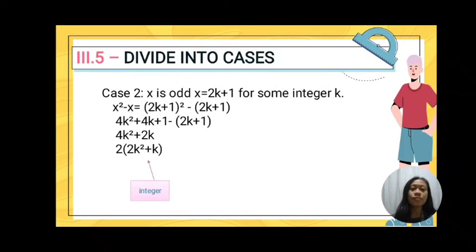Case 2. x is odd. x equals 2k plus 1 for some integer k. x squared minus x equals (2k plus 1) squared minus (2k plus 1). So, i-expand natin or i-factor. 4k squared plus 4k plus 1 minus (2k plus 1) equals 4k squared plus 2k, or factor natin, 2 times (2k squared plus k). Na kahit anong ilagay mo dyan, pag na-solve mo, ay ang lalabas ay even pa rin. So, our next example.